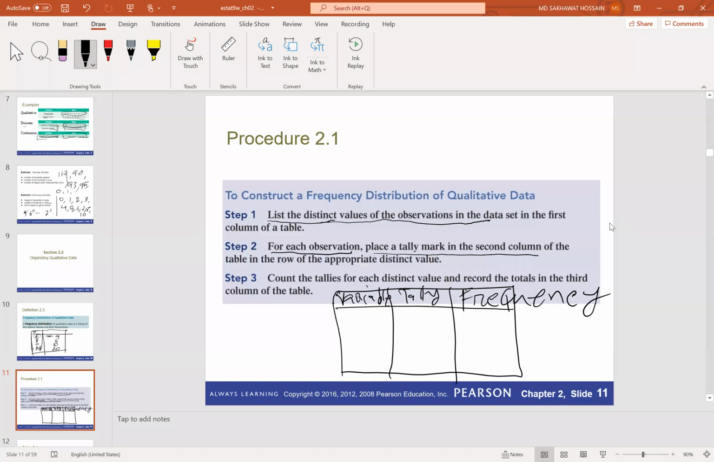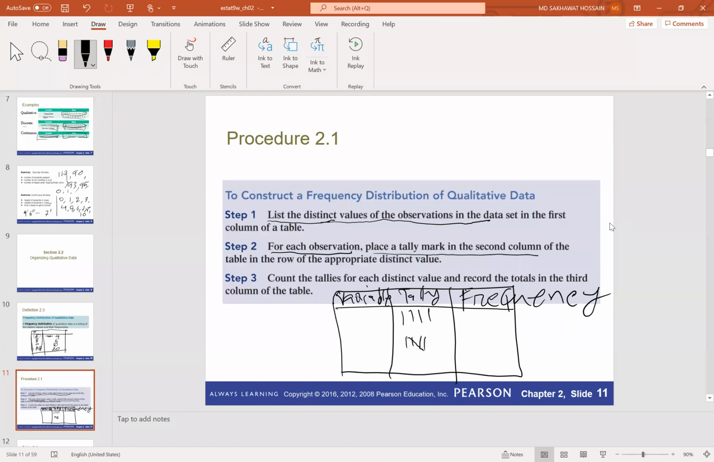So now step 3: count the tallies for each distinct value. Here you will have tally marks like this. Each bar represents one number. So if you have these tally marks, that means 1, 2, 3, 4. If you have more than 4, then we write it like this.